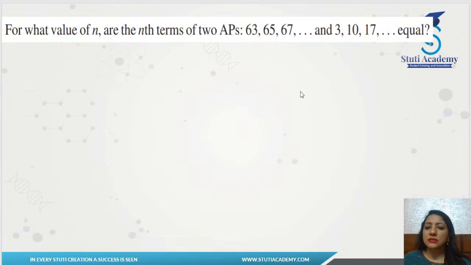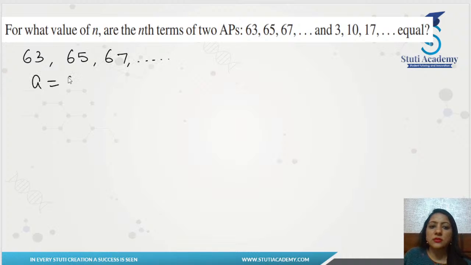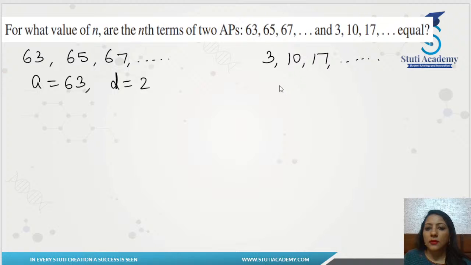Now let us discuss the next question. For what value of n are the nth terms of two APs, 63, 65, 67 and so on, and 3, 10, 17 and so on, equal? So I'll just write down the APs. The first one, 63, 65, 67 and so on. So here the first term is 63 and the common difference is 2. Then we have 3, 10, 17 and so on. So here the first term is 3 and the common difference is 7.